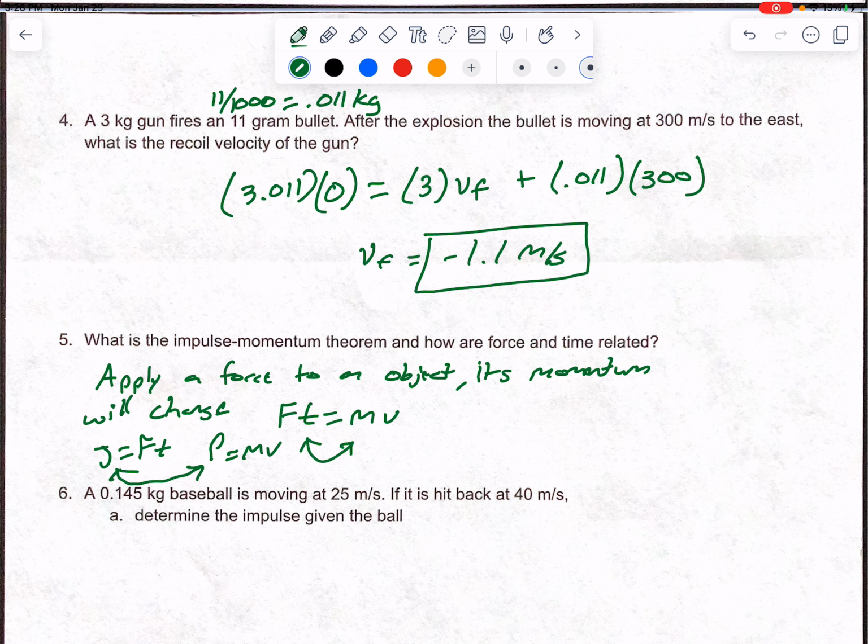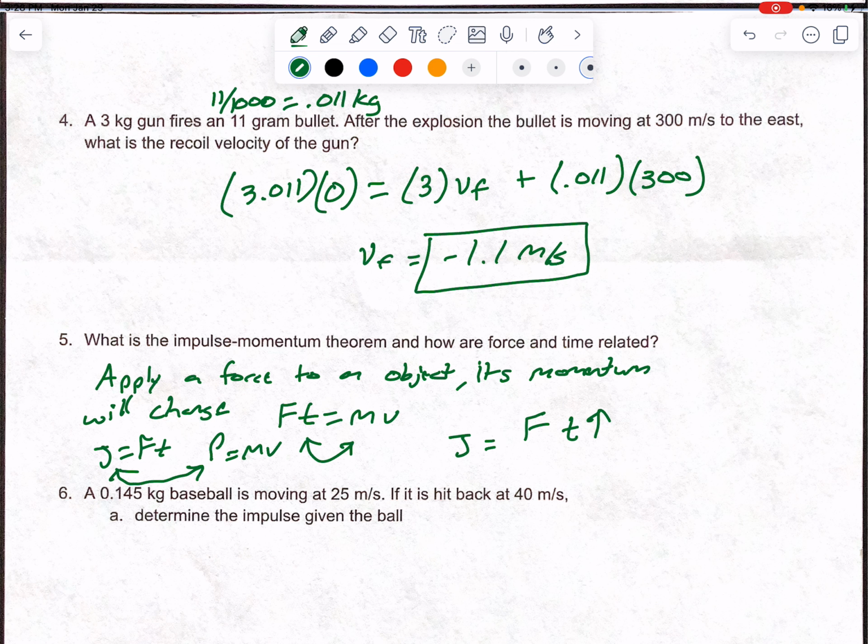Now it says, how are force and time related? Okay, so if force goes up, your time will go down. So impulse stays the same. Impulse is stopping an object from moving. When I want to stop something, the reason why you would rather land on a pad or a pillow is because what I want is I want time to go up.